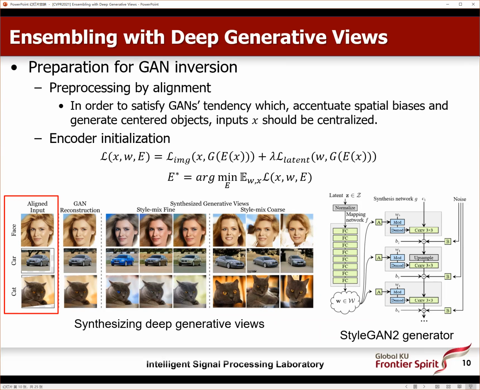Hold on a second. For the loss function expression on that line here, L sub image of X comma G sub E sub X, I assume that's the reconstruction loss, right? Reconstruction loss, definitely right. But then the second term, L sub latent, and then W.